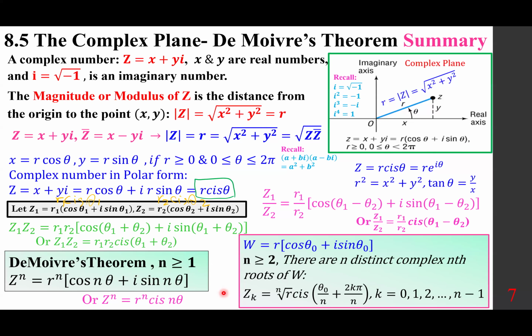What about roots? If w is r cosine of theta 0 plus i sine of theta 0, and n is larger than or equal to 2, there are n distinct complex nth roots of w. And we write it as z sub k is the nth root of r, cis theta 0 divided by n plus 2k pi divided by n, where k is from 0 to n minus 1. 2k pi, or 360 degrees times k. We are going to look at each and every one of the cases here. This is the synopsis of the entire section.